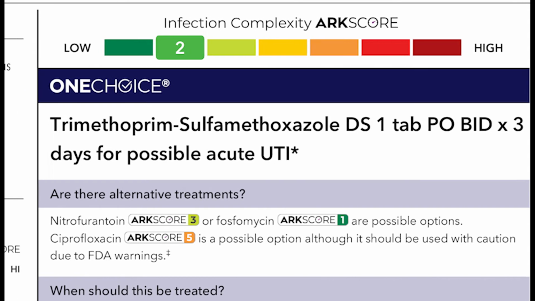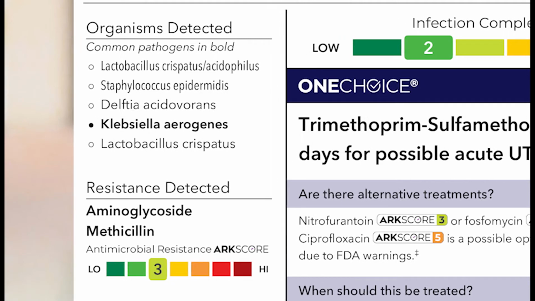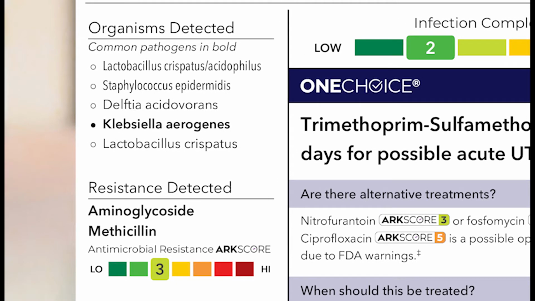So I'm just going to shift over to the left side of the page to go through that before I continue down the paragraphs in the center. The OneChoice is targeting the organisms in bold, and the reason is that those are the most common pathogens likely contributing to the infection. The organisms that are not in bold are not being targeted because those are microbes that are commonly found as contaminants, colonizers, or normal flora.